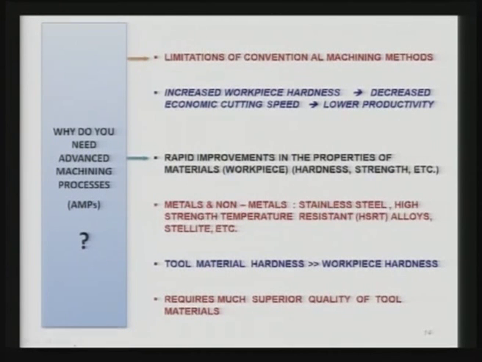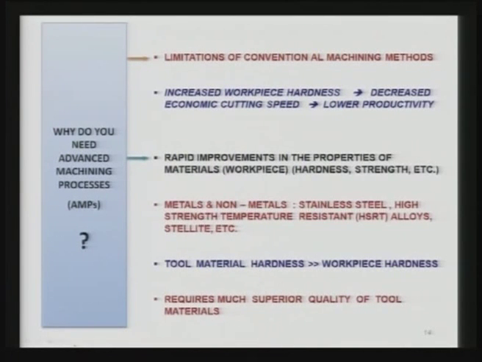So, what are the limitations of conventional machining methods? As we have seen, 3-dimensional high precision components cannot be machined easily by the conventional methods. Second point is that the workpiece hardness is increasing day by day, so the tool hardness is not able to match with the workpiece hardness. So, you cannot use conventional tools for that purpose, and as the workpiece hardness increases, the economic cutting speed keeps decreasing, which leads to lower productivity. Another problem is rapid improvement in the properties of the materials, that is the workpiece hardness, strength, etc. They also force us to use new techniques for machining newly developed materials.